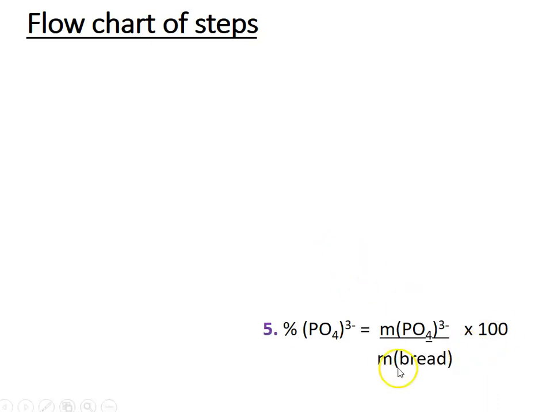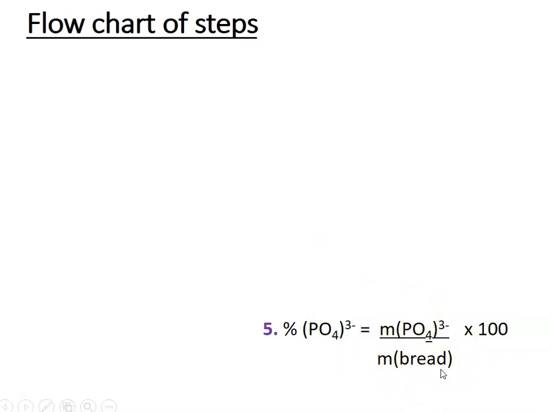Okay, it's good to do a flowchart of the steps, and you know how many steps there are, and you know what you're trying to find and how to get from one thing to another. So what we're trying to find to start with is what percentage of our bread is phosphate. So you're just making a fraction.